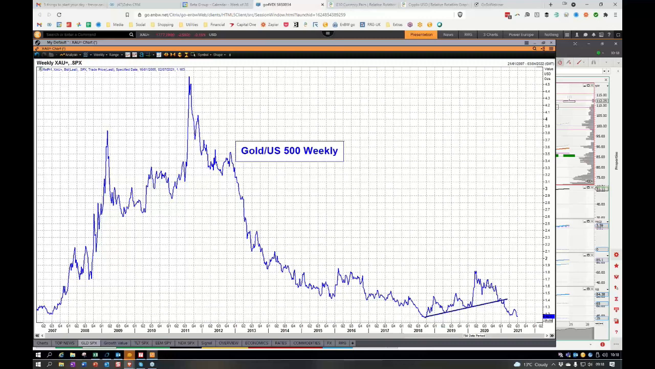So gold versus the S&P, we're moving down here. The moving down means gold is underperforming the S&P, but threatening these very important lows here. And you could say it's beginning to break down. So this would be reinforcing the current message: you're better off in stocks, in the S&P, than in gold.